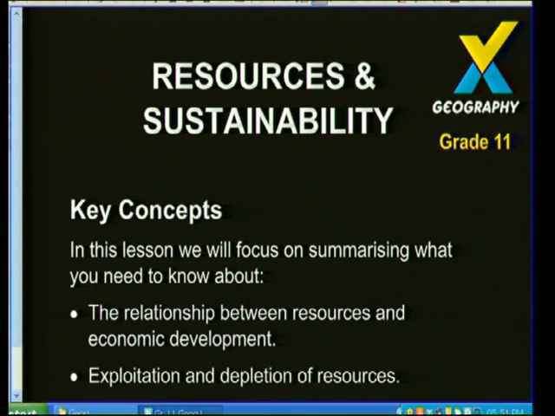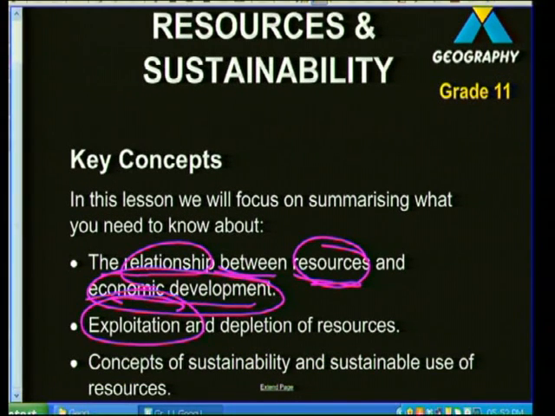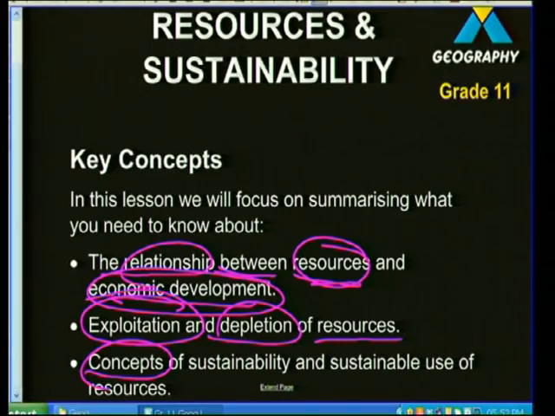In this lesson, you will be required to review the following: the relationship between resources as well as economic development. Remember, with relationships, you need to have a deeper understanding of the impact of one on the other. In this case, we'll specifically look at resources as well as economic development. Moving on, we further look at exploitation as well as depletion of resources. In this case, we look at more economically developed countries taking advantage and depleting the resources of less economically developed countries. And moving further on, concepts of sustainability as well as the sustainable use of resources.